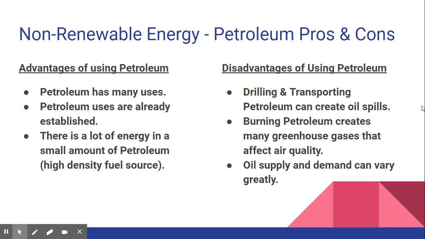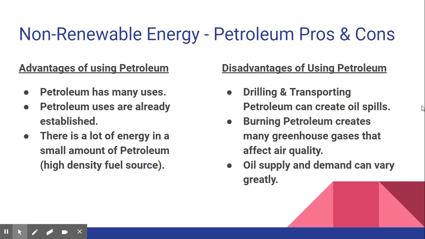Again, every resource is going to have advantages and disadvantages. Petroleum is super useful. It's used in so many things. It's hard to think of everything we would lose if we no longer used petroleum. Petroleum's uses are already established. We've already got the facilities in place. We already know how to make plastics. We can already use it in all of these different things. So it's got a history. And then there's also a lot of energy in the actual amount. So it's very, very high density energy, lots and lots of energy in a very compact package.